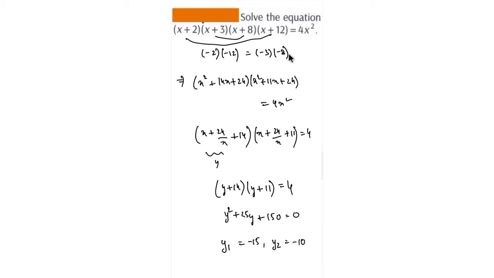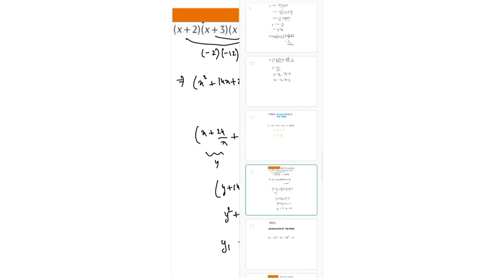These values of y are nothing but x plus 24 by x. So you can put x plus 24 by x is equal to minus 15, and x plus 24 by x is equal to minus 10. This is how you can solve it. You will get a quadratic equation here, and a quadratic equation here. So what are the values that you're going to get?